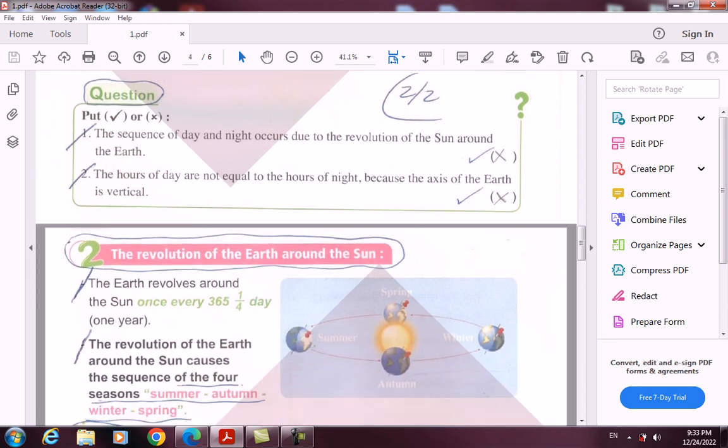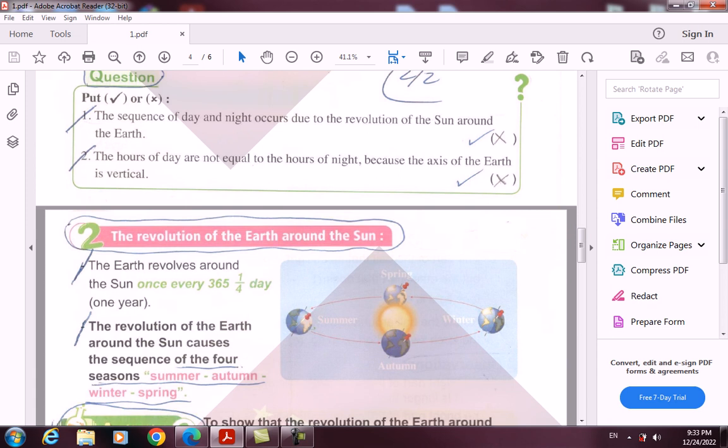So a little bit of quiz here. Questions, put right or wrong. The first one, the sequence of day and night occurs due to the revolution of the sun around the earth. Of course not, it's the other way around. The sun is still, or in reality it's not, but which rotates around which? The earth rotates around the sun.